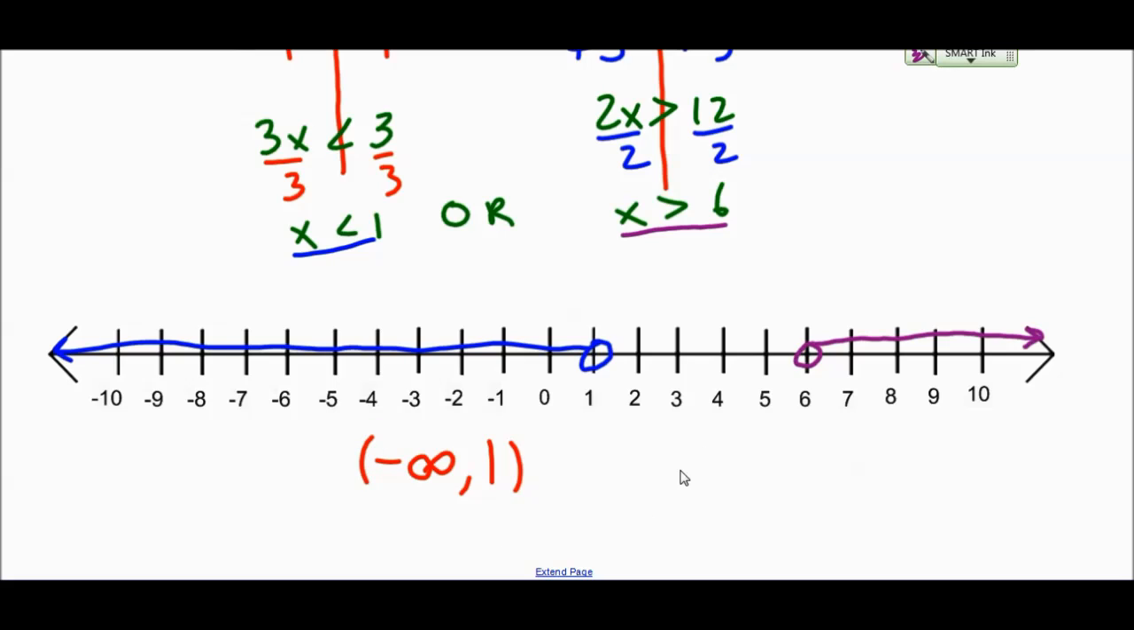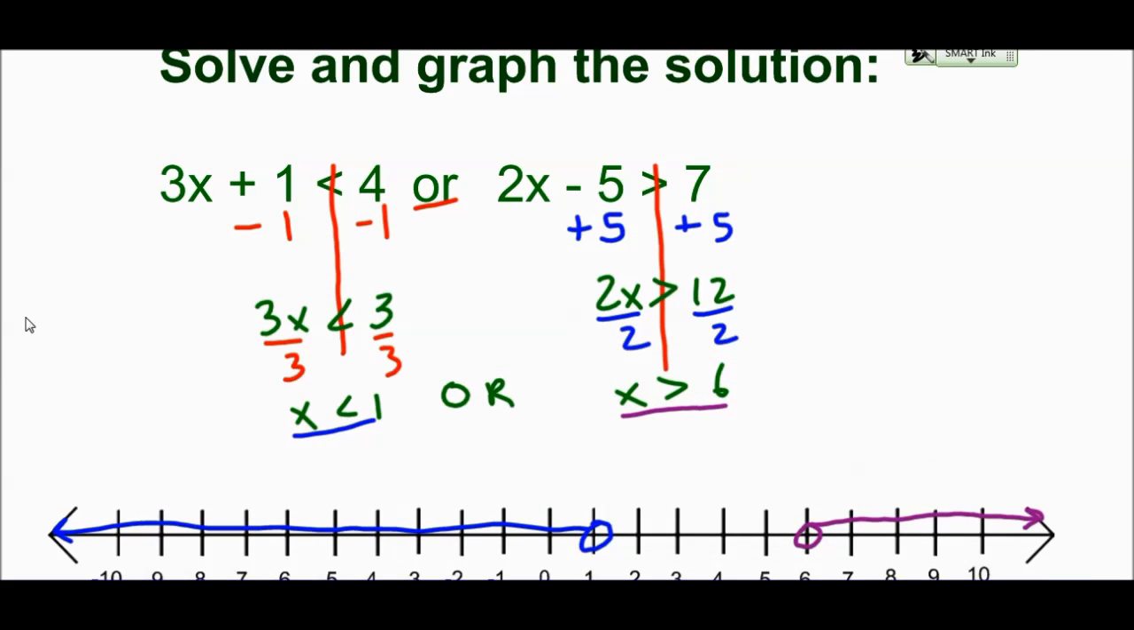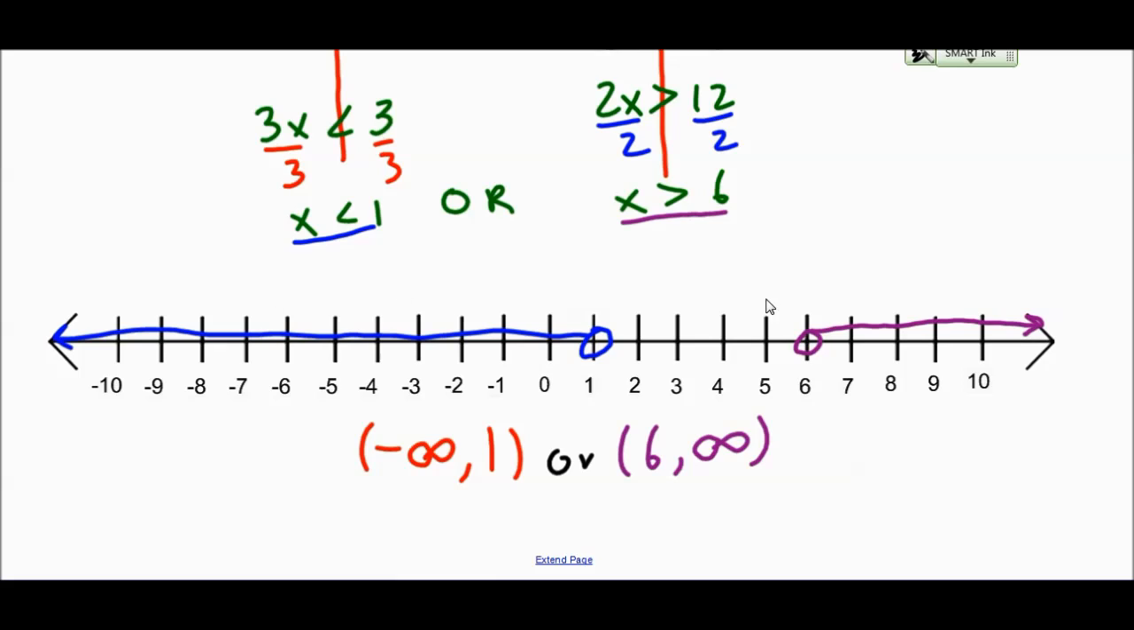Then the other interval we have: we've got 6. That's going to be my starting point. So I'm going to have parenthesis, 6, and this one is going off towards infinity. And so to finish this off, we need to write OR. From here, we're good to go. So we've solved an OR inequality. Just solve the parts, graph both on the same number line, and then write it in interval notation.